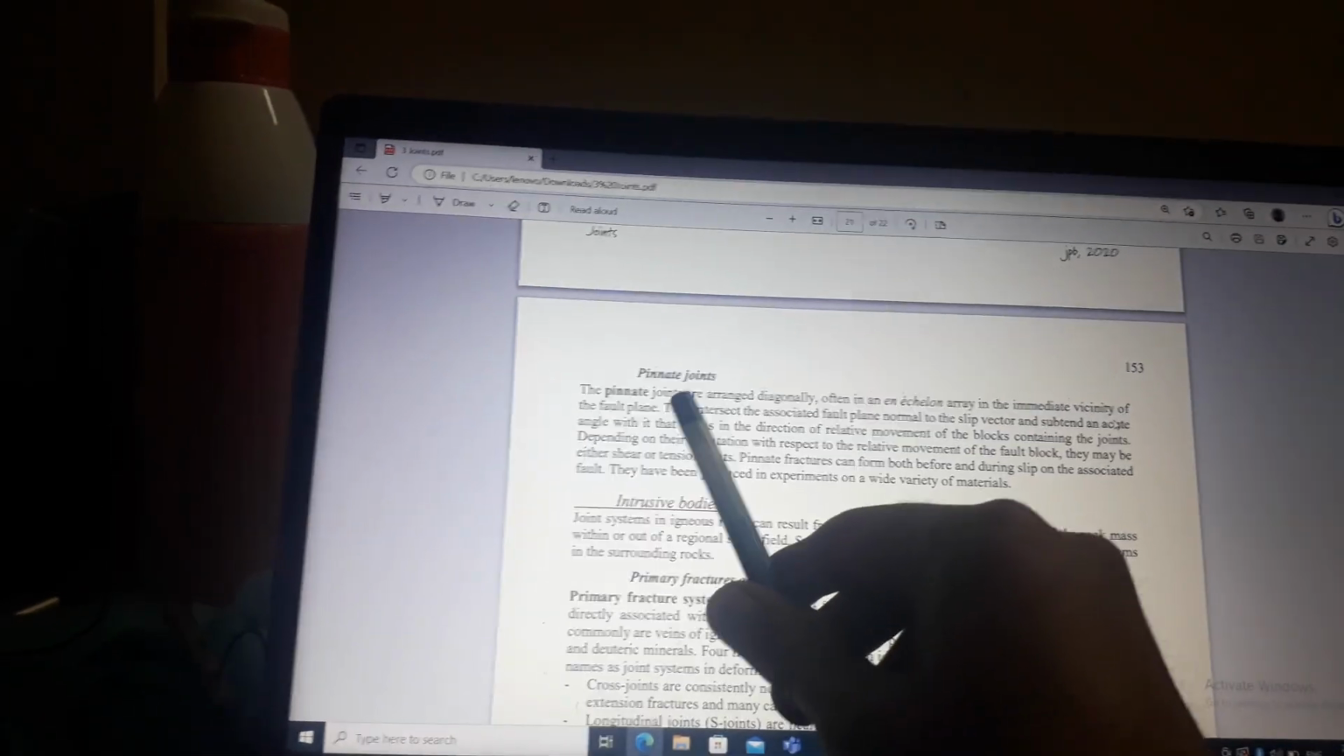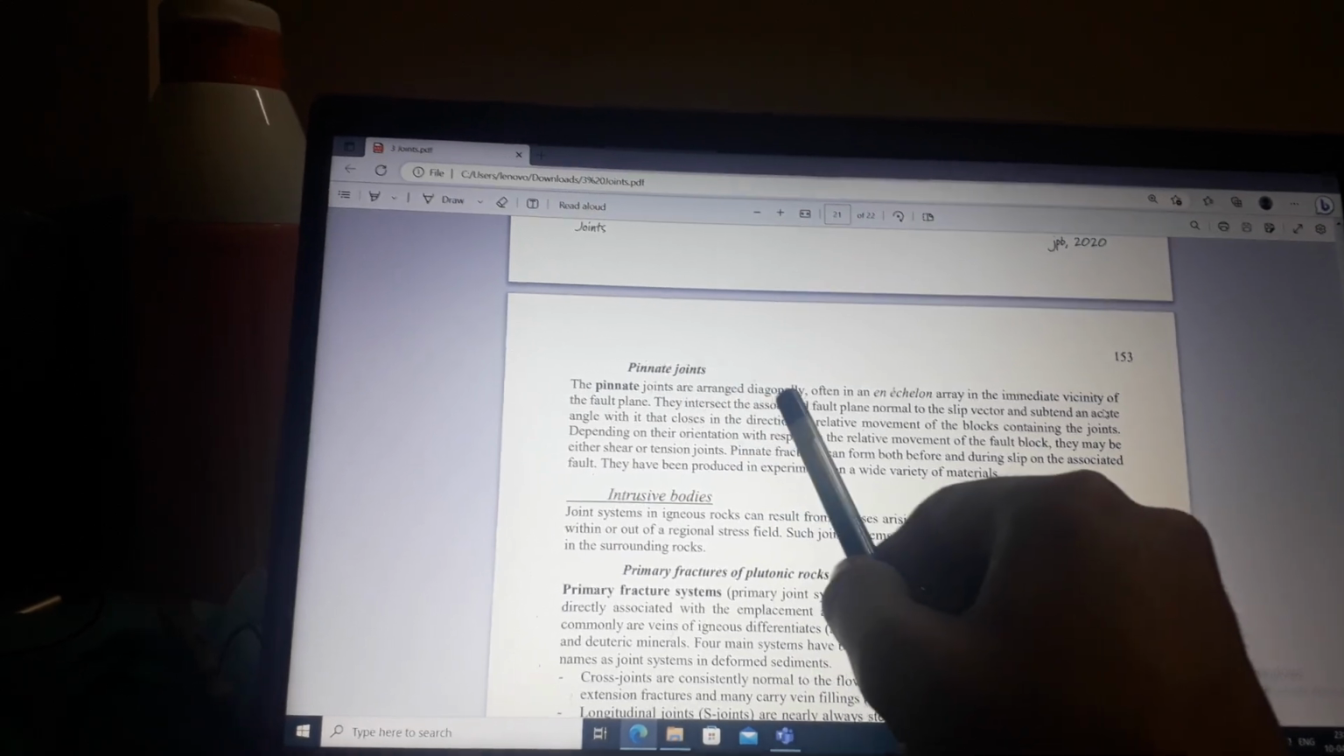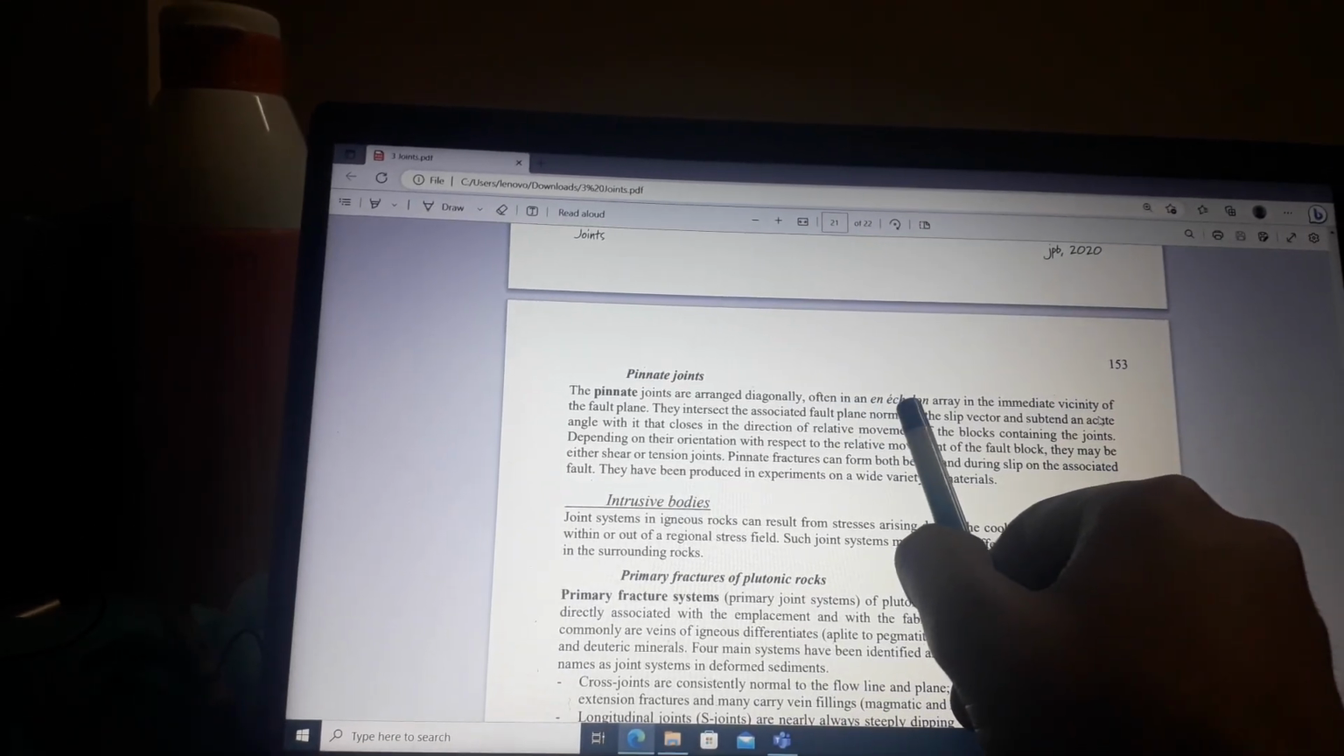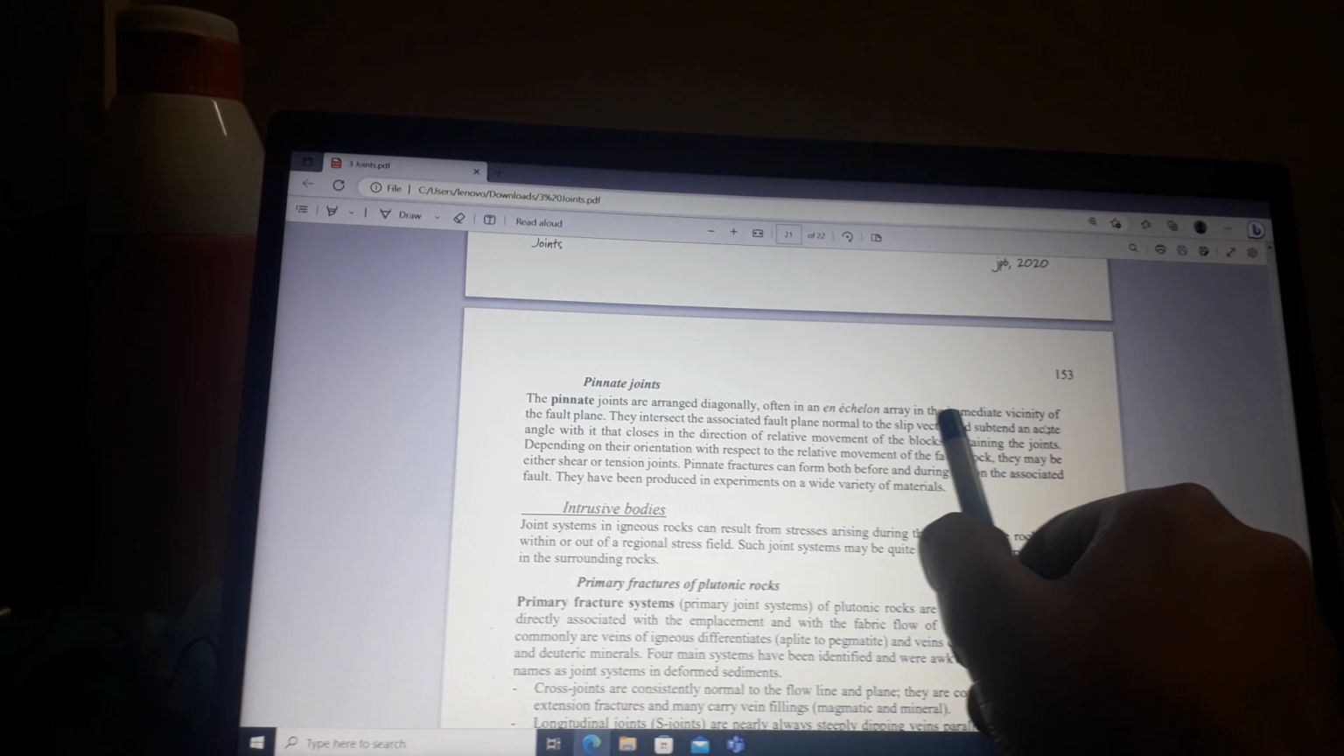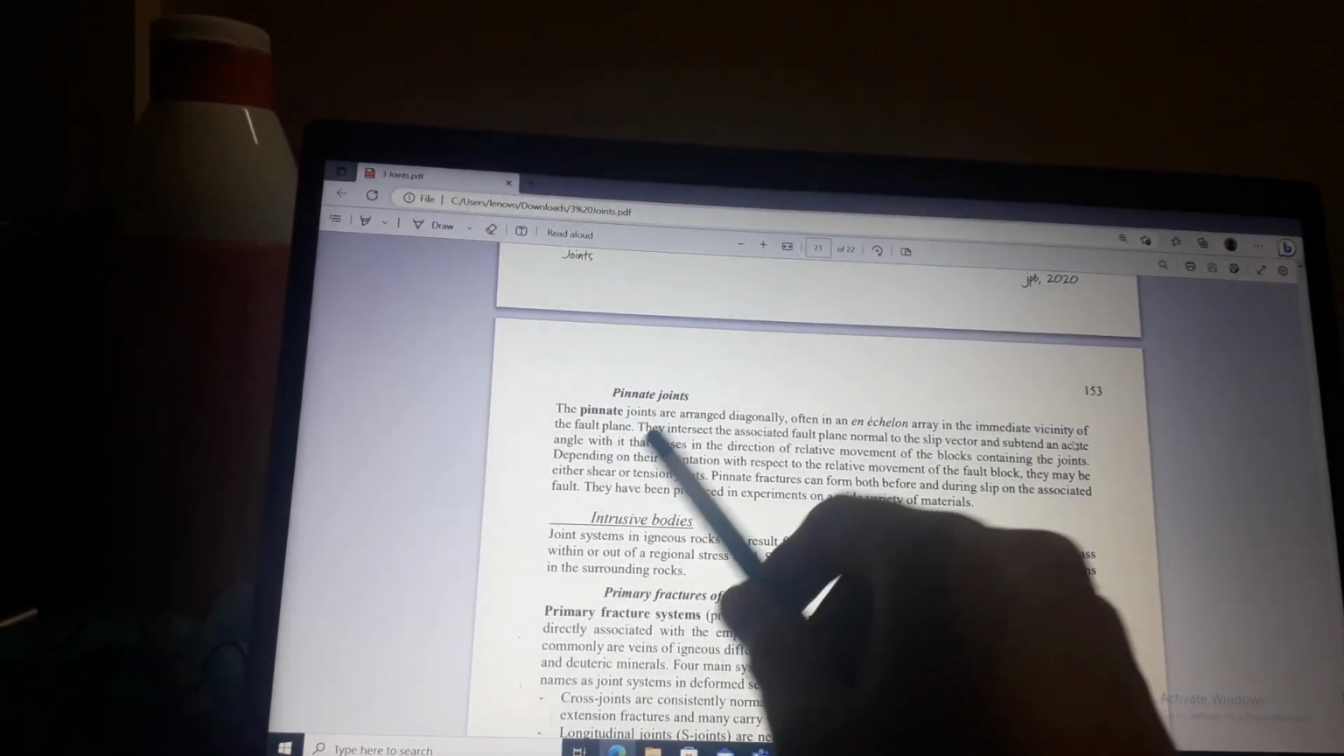Pinnate joints. Pinnate joints are arranged diagonally, often in an en echelon array, in the immediate vicinity of the fault plane.